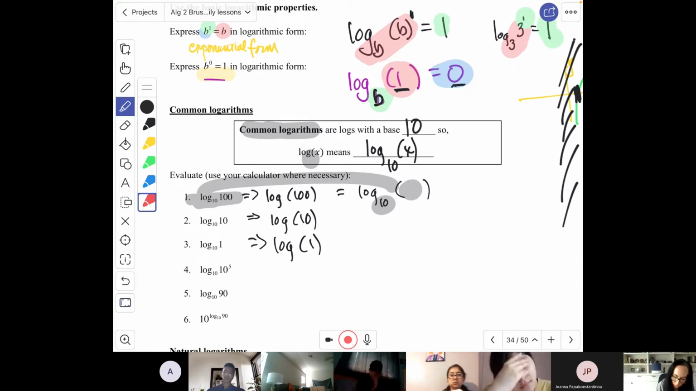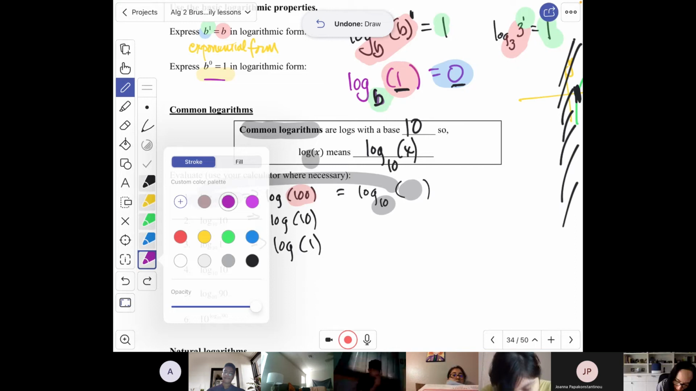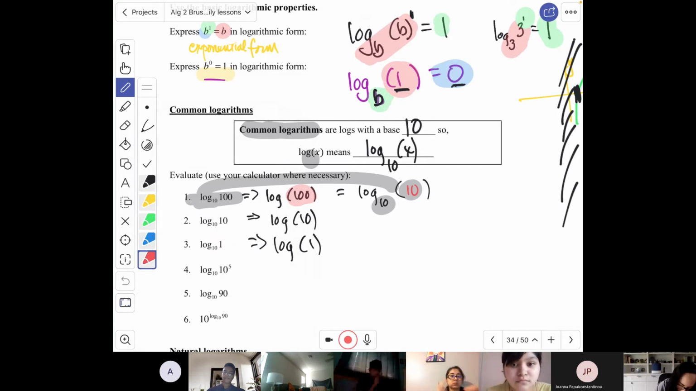Because can I rewrite 100 as 10 to some power? Yes. What would it be? 100 is 10 to what power? Second power. So if I can rewrite this argument with the same base as the logarithm, I can simplify that easily to what? What would this simplify to?